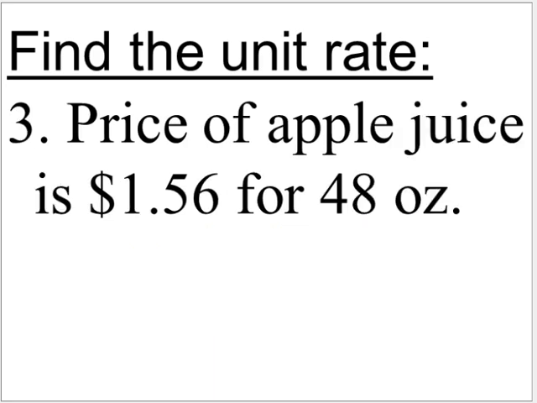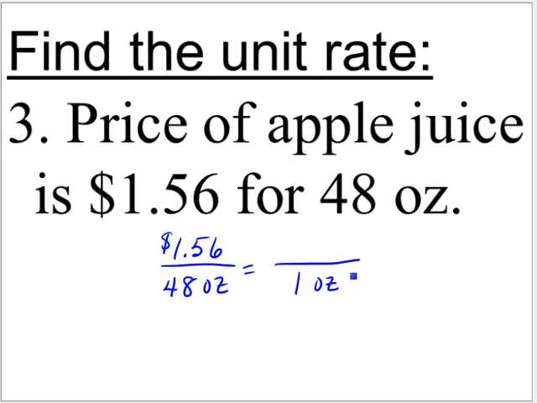Last example of unit rate, I'm going to take the $1.56 and I'm going to put it over the 48 ounces. Again, I want to find the unit rate, so I'm going to put that over 1 ounce. That's 48 divided by 8. I said 48 divided by 8. I meant 48 divided by 48. And so I'm going to take $1.56 and divide it by 48.